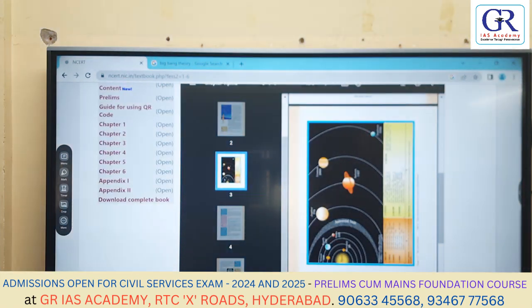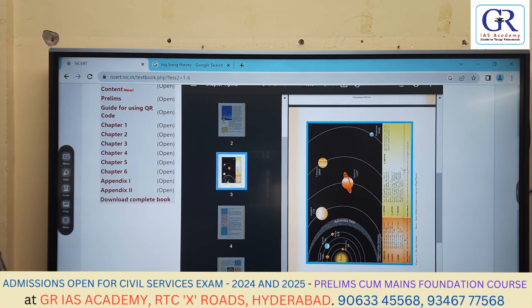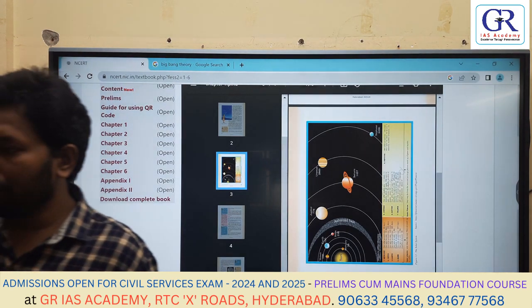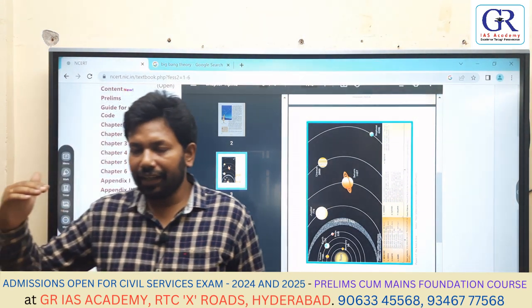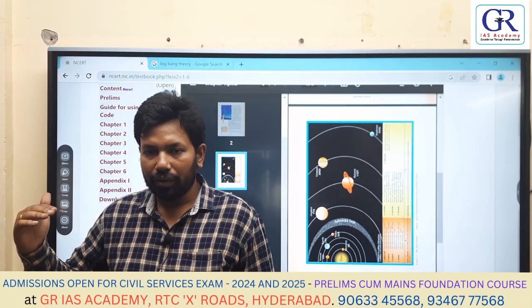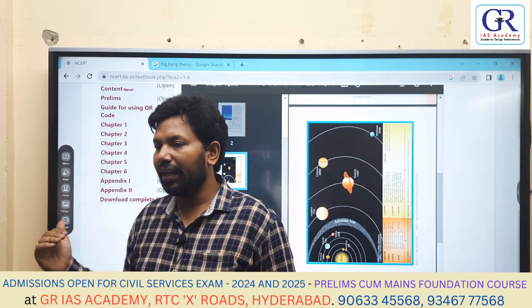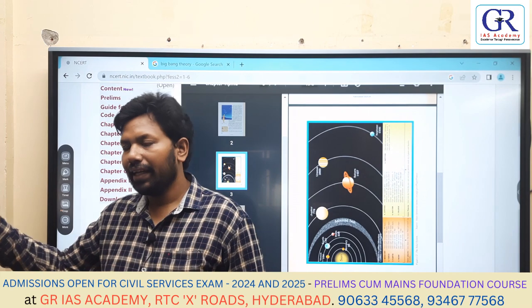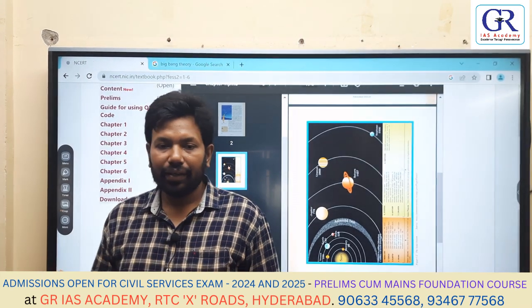8 or 9? 8. Once 9, again 8. Again 9, now again 8. Once 9, including Pluto. After that in 2008-09, Pluto was removed, 8 planets. Again in 2010-11, Eris was added, again 9 planets. Again Eris was removed, again it is 8 planets.